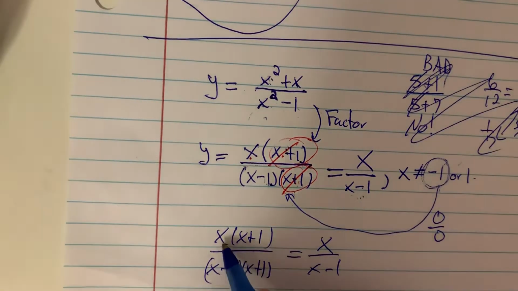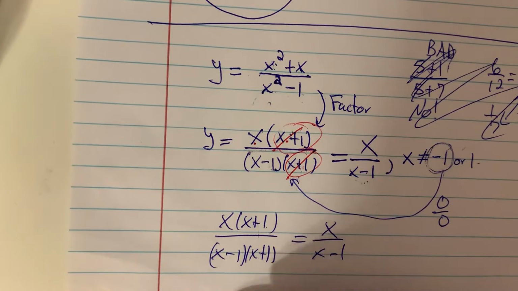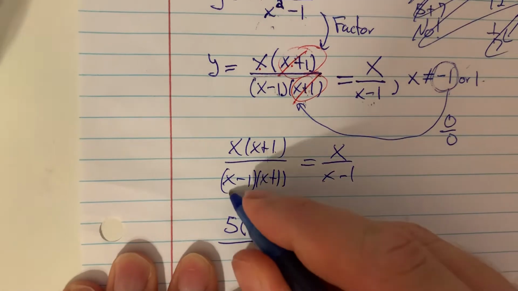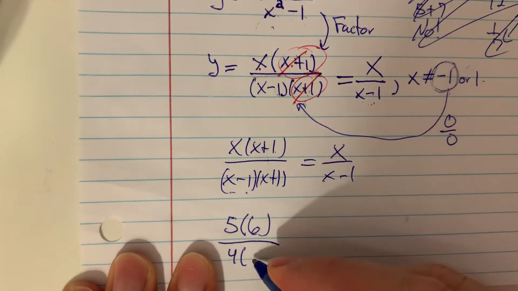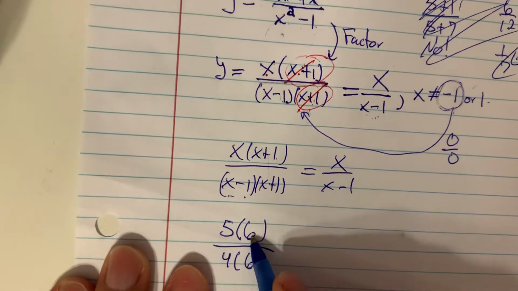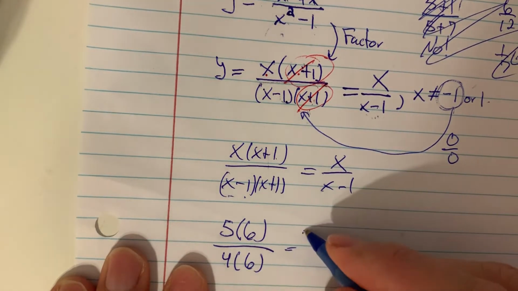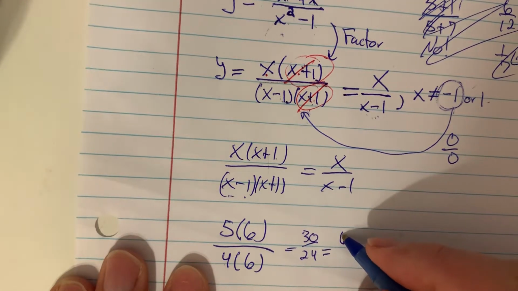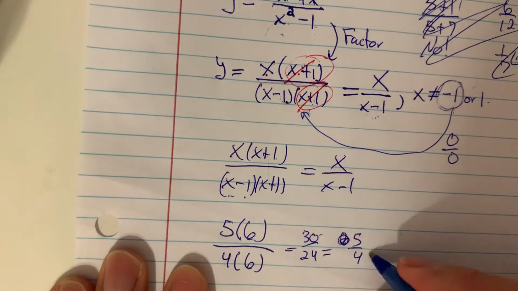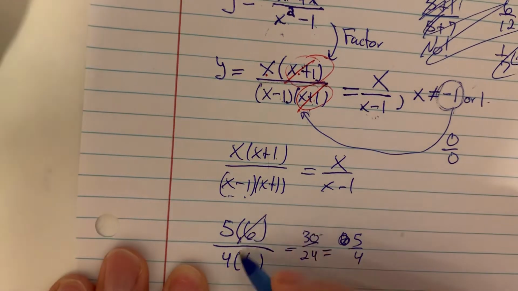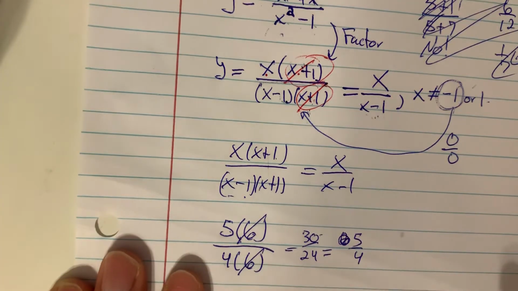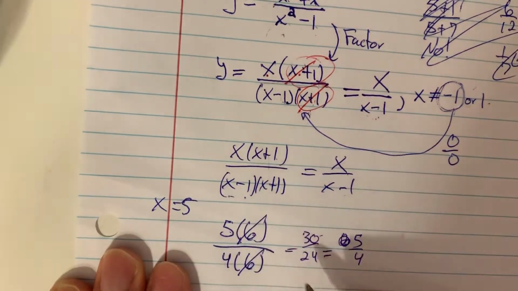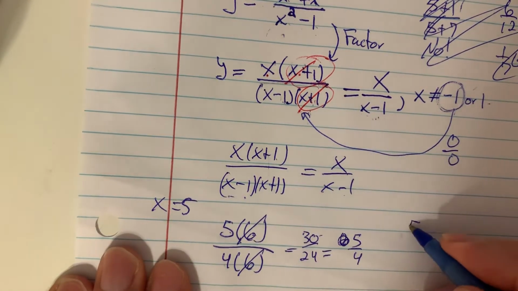Let me give you an example. If we put in the number 5, we get 5 times 5 plus 1 is 6, divided by 5 minus 1 is 4, times 5 plus 1 is 6. And 5 times 6 is 30, 4 times 6 is 24, so 30 over 24, which is 5 fourths. We can divide both by 6 and get 5 fourths. Or we could have seen right here that multiplying by 6 and dividing by 6 cancels out and gets you 5 fourths. If we plug in x equals 5 into this one, we just directly get 5 fourths.